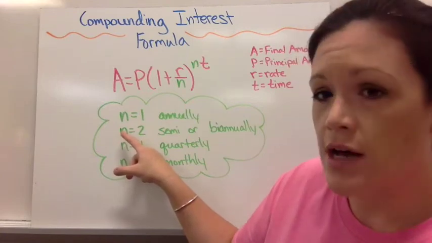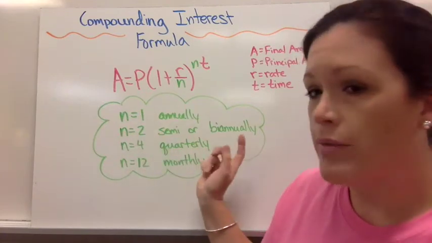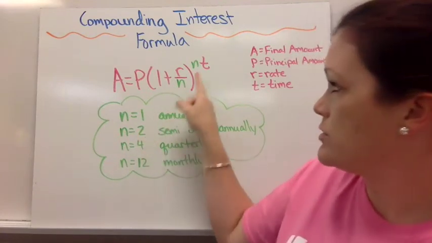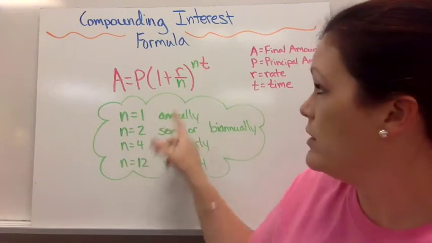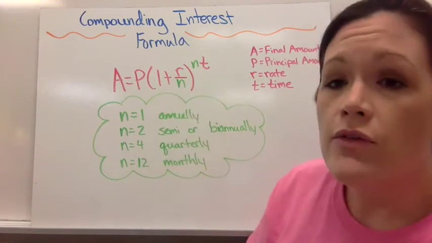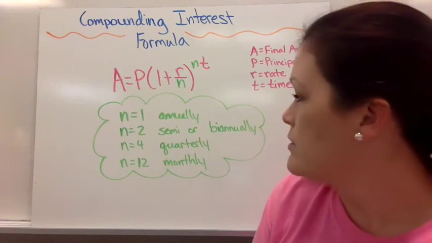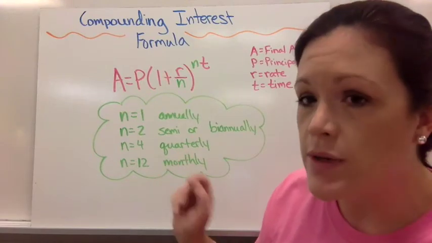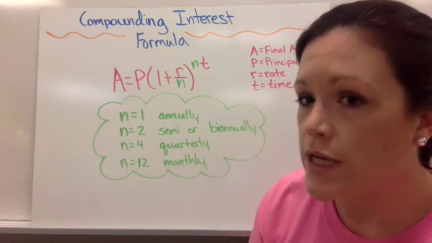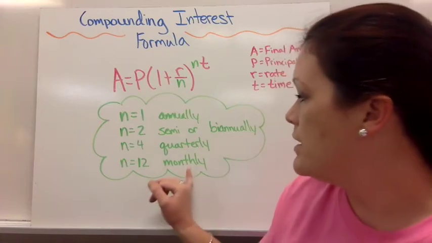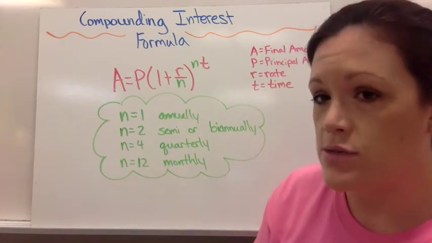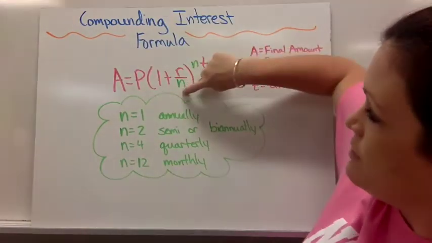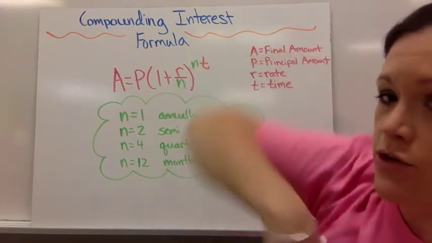If your interest is compounding semi or biannually, you want to put n is equal to 2 for both of those n's right there in your formula. For n equals 4, that is when they use the word quarterly. So in the problem, they'll use the word quarterly, and you know n equals 4. And then monthly, you put n is equal to 12. And again, you want to fill it into both of those places in your formula.